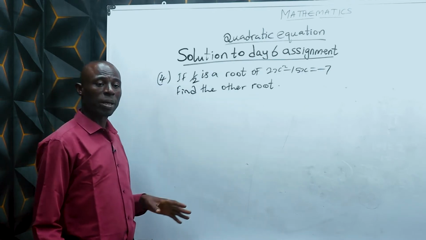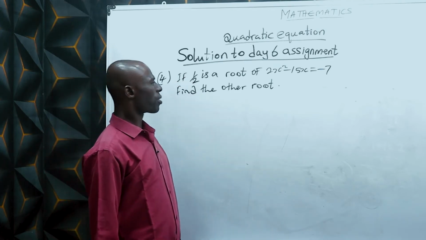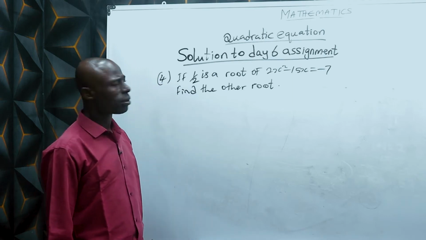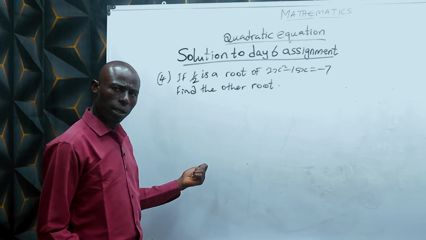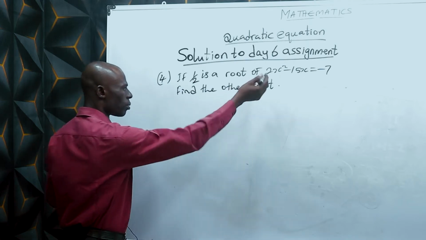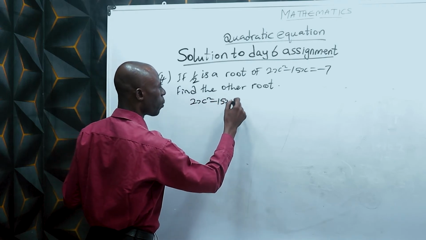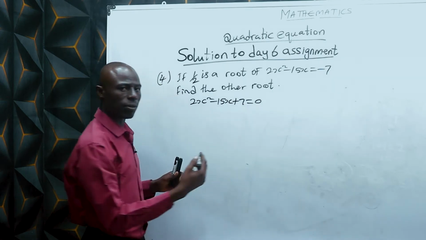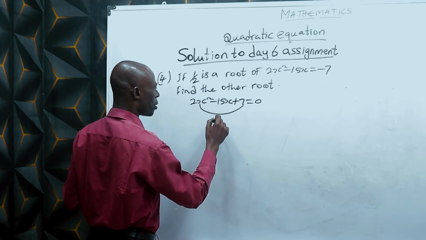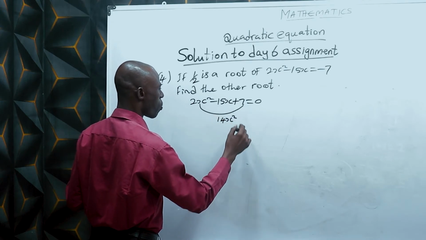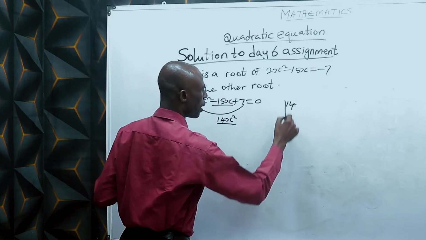The last question in the assignment, question 4. If half is a root of 2x squared minus 15x equals minus 7, find the other root. Just like we did question 3. Solve 2x squared minus 15x plus 7 equals 0. You bring minus 7 from that side to this side. So this multiply this, that is 14x squared. Underline the middle term. It is the 14 there we analyze.